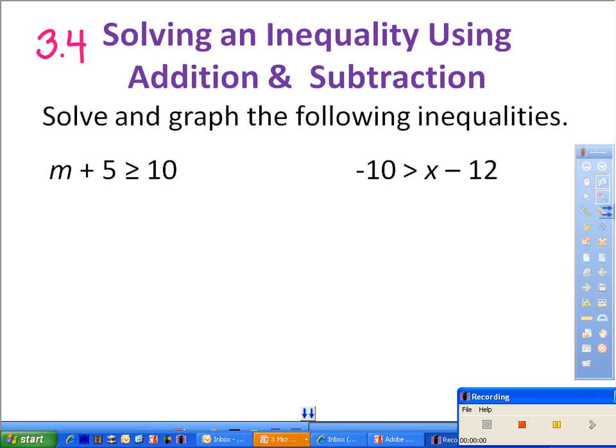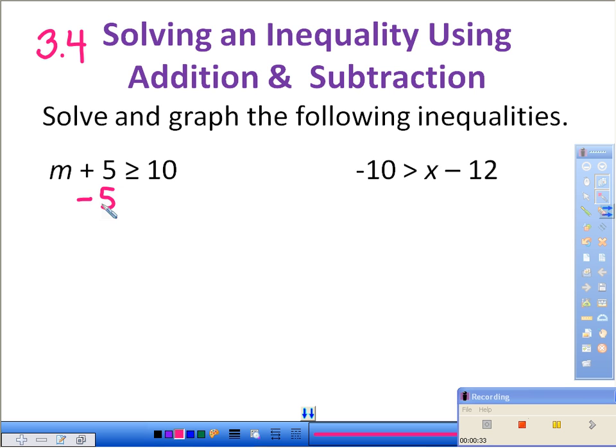What we need to do is get that m all alone, so we need to get rid of plus 5. The inverse operation of addition is subtraction. So to undo adding 5, we subtract 5, and we must do the same thing to both sides of the equation, or the inequality. So the 5's cancel out, and we're left with an m on the left.